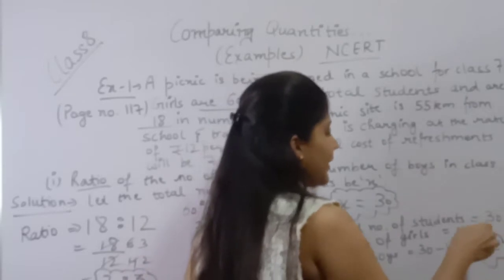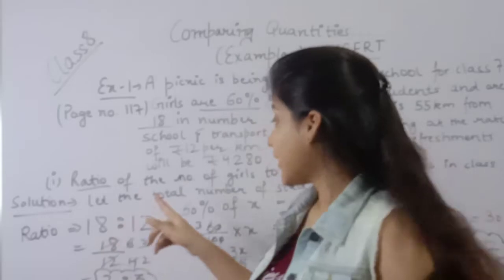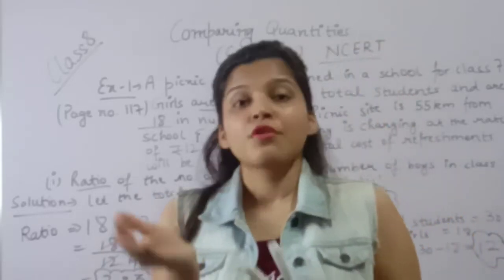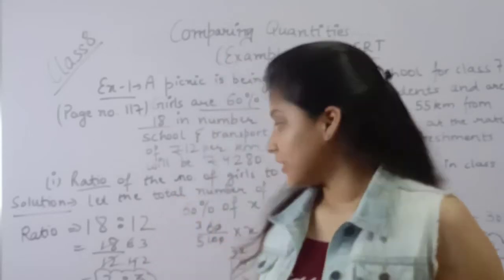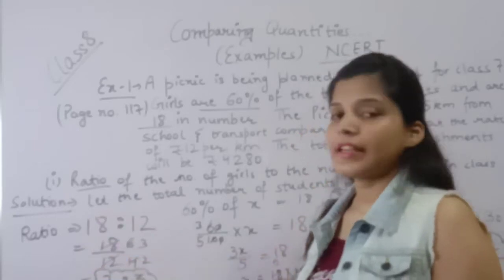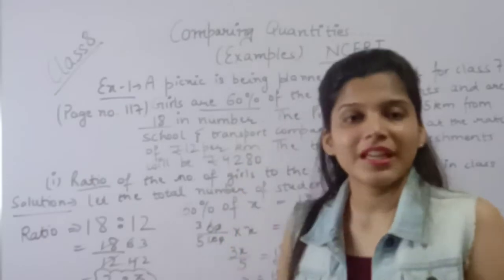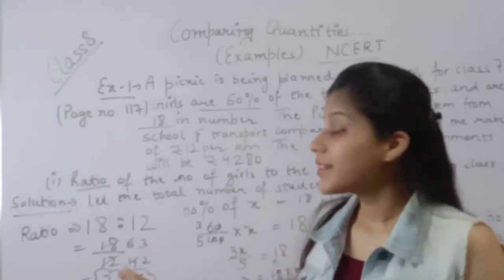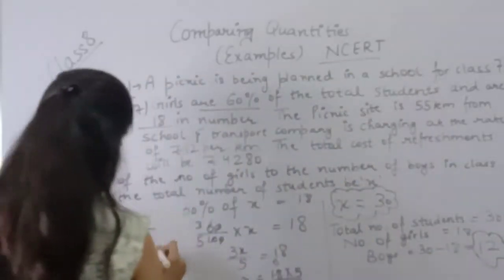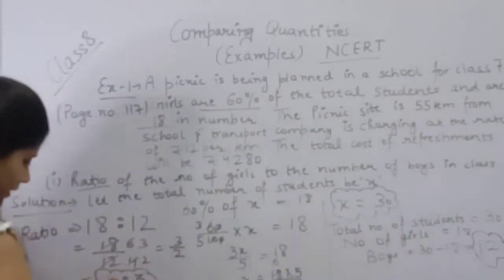So now for the ratio we have number of girls and number of boys. So ratio of the number of girls to the number of boys. First we will write the number of girls, 18, and number of boys, 12. So we can cut it. These 18 and 12 are multiples of 2 and 3, so we can cut these numbers. Now when we cut these numbers we get 3/2.